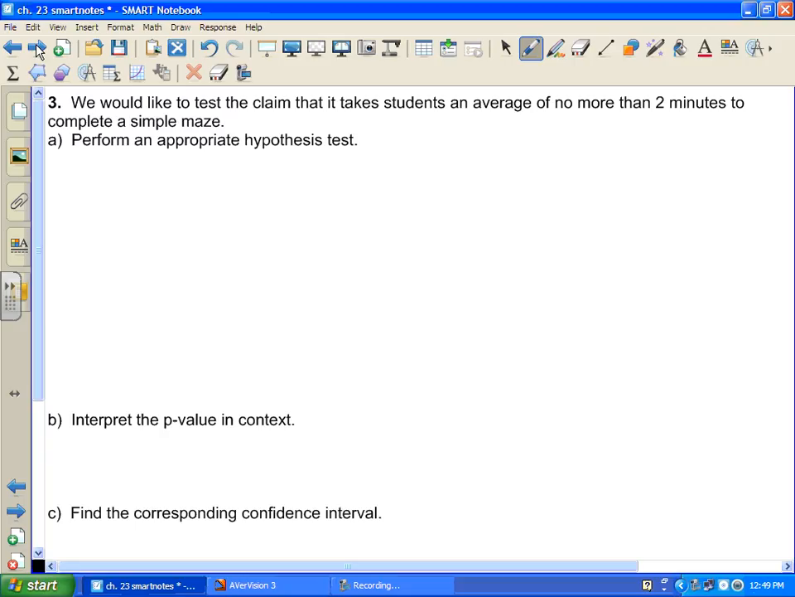we're going to test a claim, number 3, so skip a few pages. We're going to test a claim that it takes students, on average, no more than 2 minutes to complete a simple maze. Do you think that's true? So this will be fun then. Okay, let's go ahead and write out as much as we know so far.